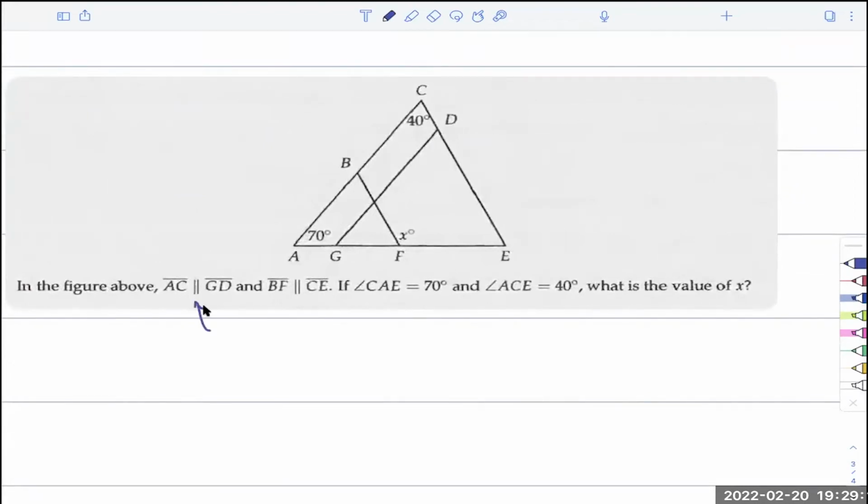This line means that this is parallel. Okay, I just drew it again. And this means angle. Okay, so what's your process?